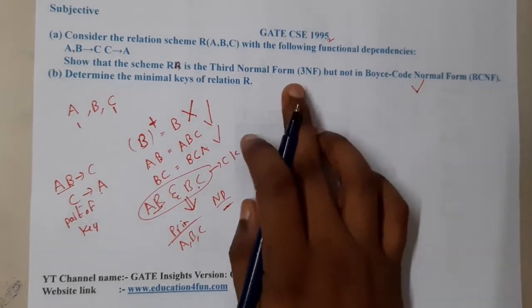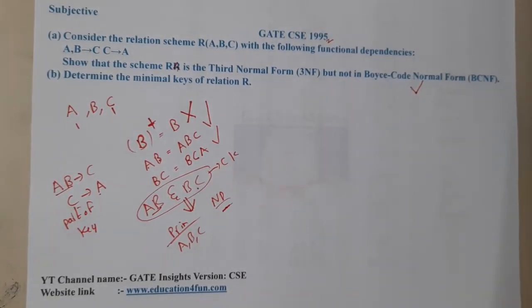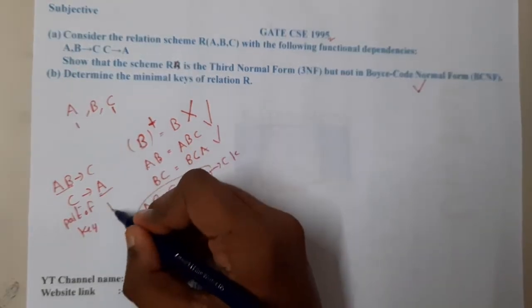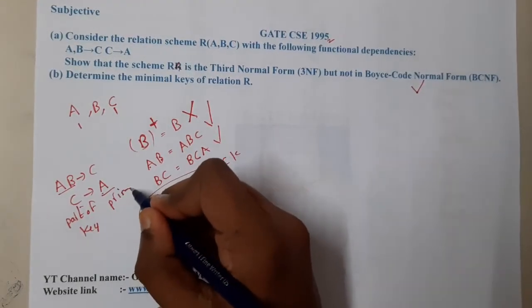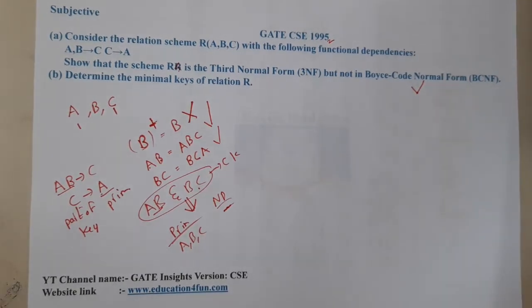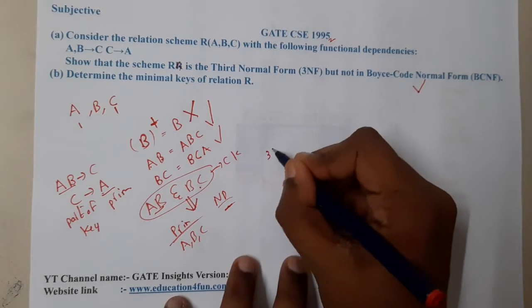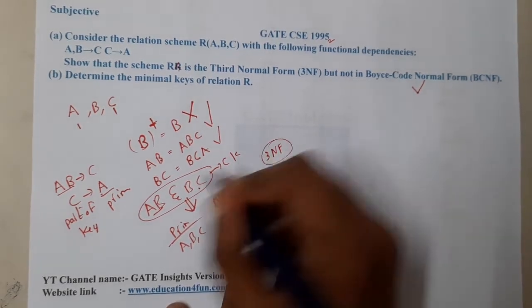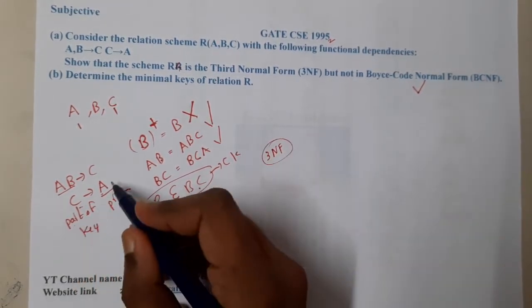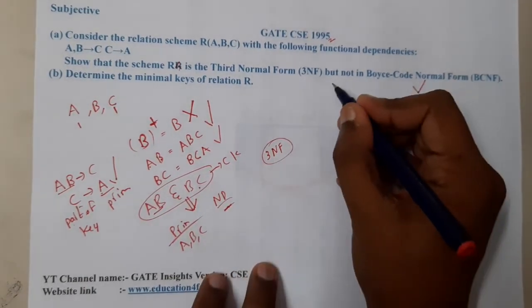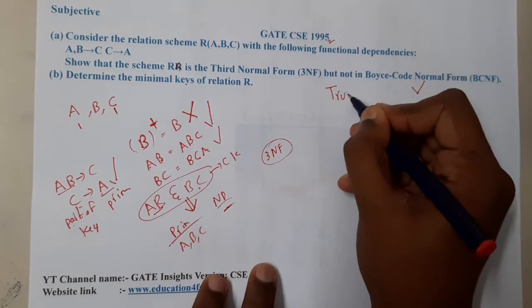Now let us check whether this is in 3NF. Here C implies A, and A is a prime attribute, right? As it is a prime attribute, we can conclude that this belongs to 3NF, because it is part of a key to a prime attribute. That is the exact definition for 3NF. So I think the first statement is true. I think these are true or false statements, let us assume that.